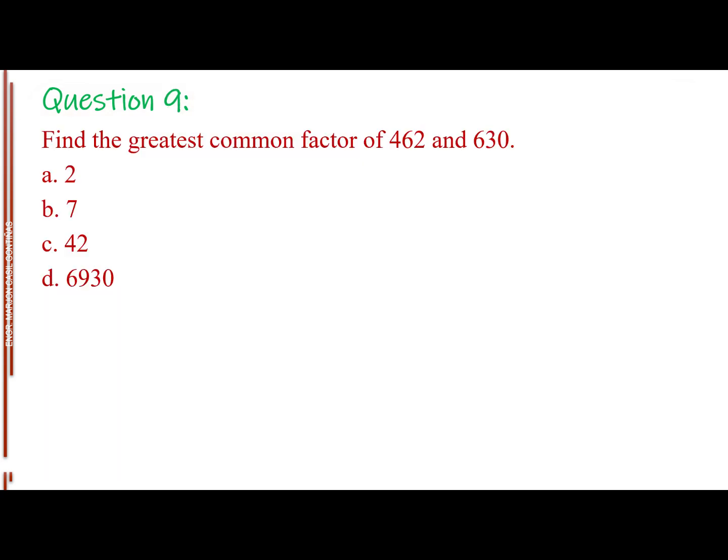Find the greatest common factor of 462 and 630. Letter A, 2. Letter B, 7. Letter C, 42. Letter D, 6,930. Your timer starts now.